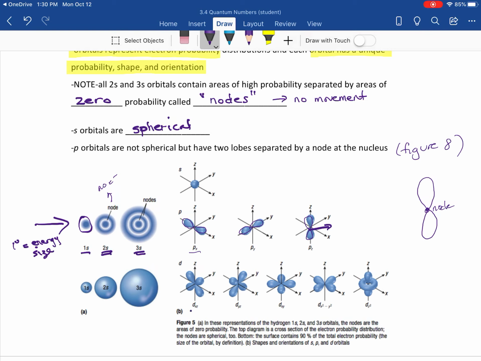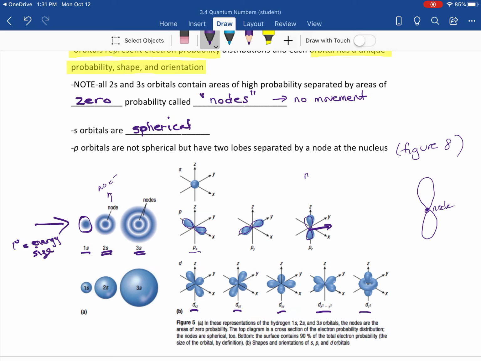Okay, then you've got the shapes for the D subshell. I'll never make you draw them. It's hard enough to draw a figure 8. But yes, that's the next one. So this would be for D. There's 5 orientations. Okay, which kind of makes sense.